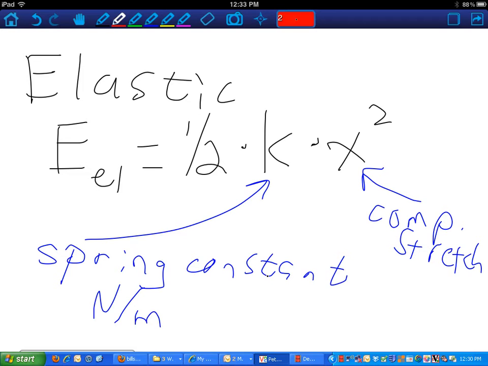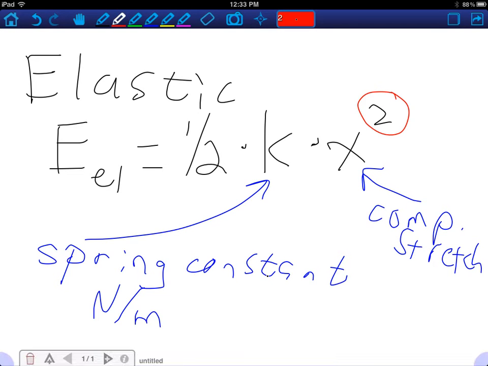So that is the basic idea of elastic energy. Just make sure, again, one big common mistake is forgetting this squared sign. That's very important for you not to forget. So try not to forget that. Question about elastic potential energy? Pretty simple so far.